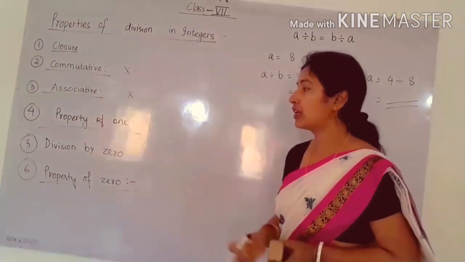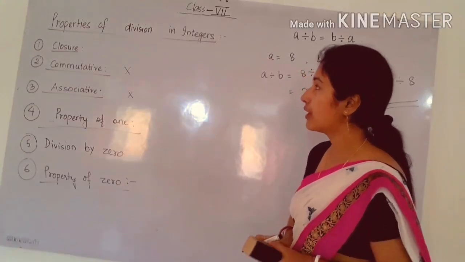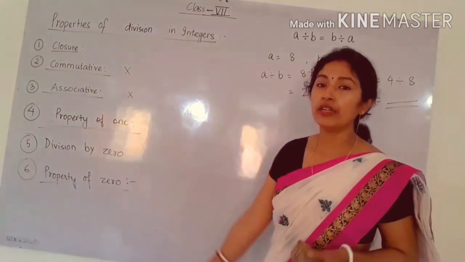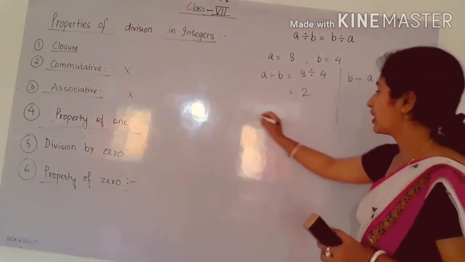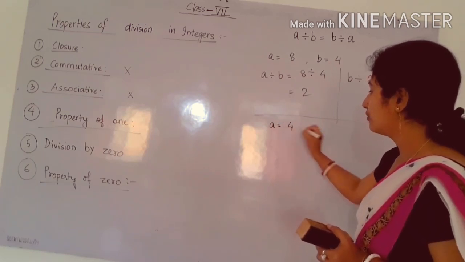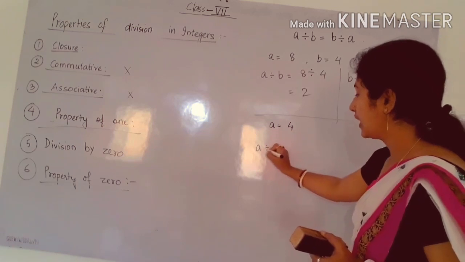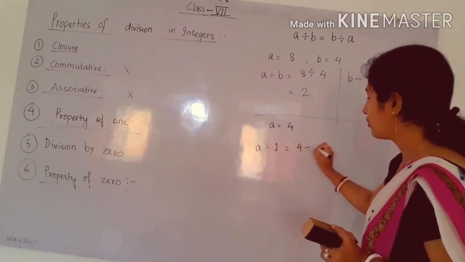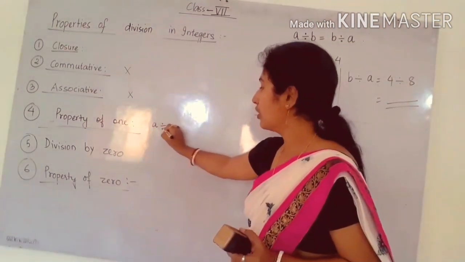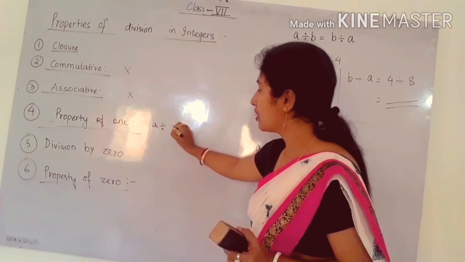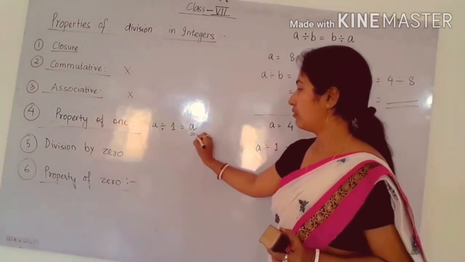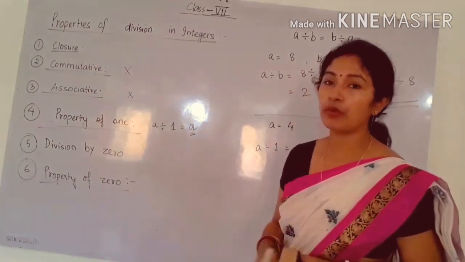Number 4 is the property of 1. So what is the property of 1? You have to divide an integer by 1. Suppose, for example, I am taking A as 4 and I am dividing A by 1. So 4 divided by 1 will be again 4. That means you are dividing an integer by 1, and again you are getting the same integer. So this is called the property of 1.